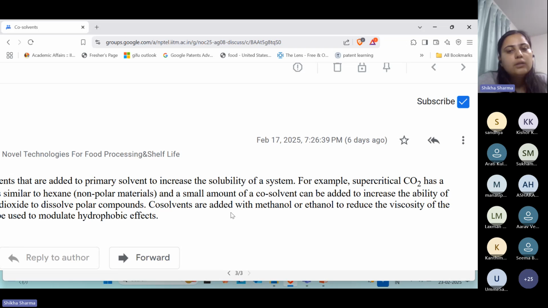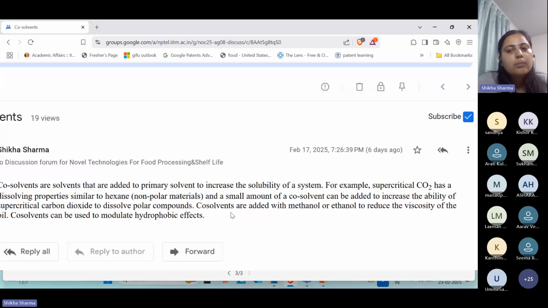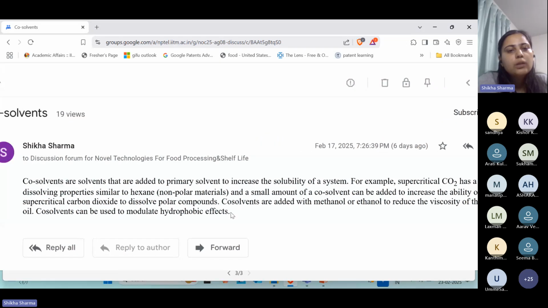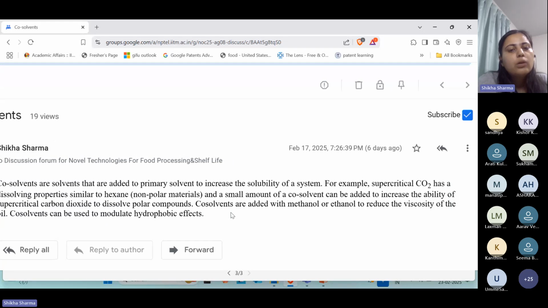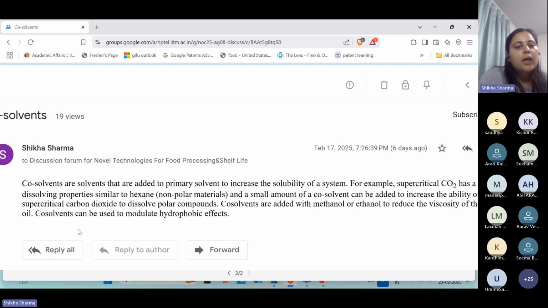And a small amount of the co-solvent, sometimes we add to increase the ability of the supercritical CO2 to dissolve the polar compounds. Co-solvents, which are added, like methanol or ethanol, reduce the viscosity of the oil, and the co-solvents can also be used to modulate the hydrophobic effects.